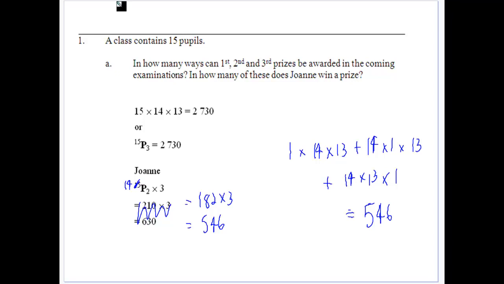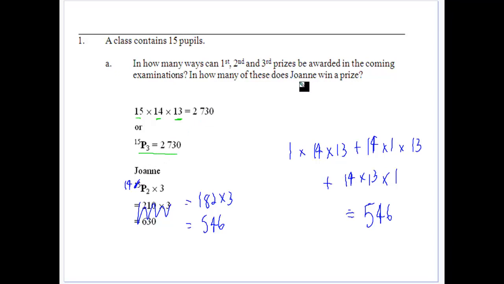So as we said in previous discussion, we could write that 15 people could get first, and then 14 people would be left to get second, and then once we've chosen 2, 13 people are left to get third, which gives us 2,730. Or you could put it in the calculator as 15P3. How many ways can we get 3 ordered groups from 15?